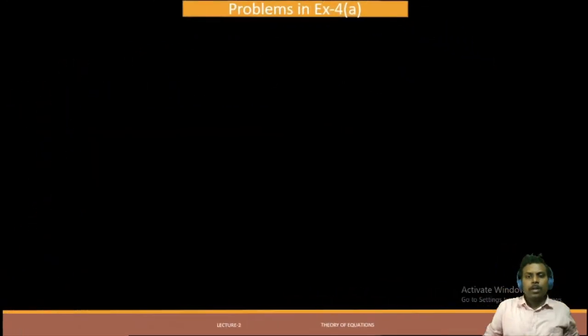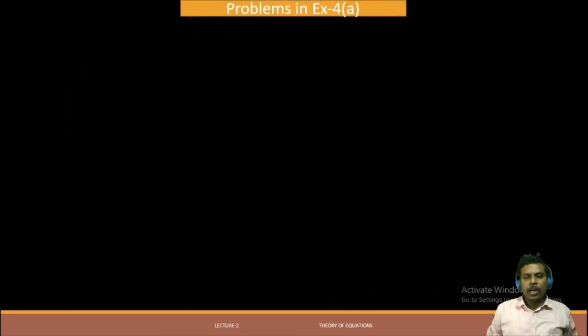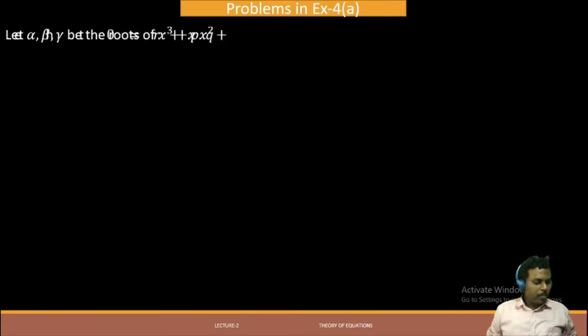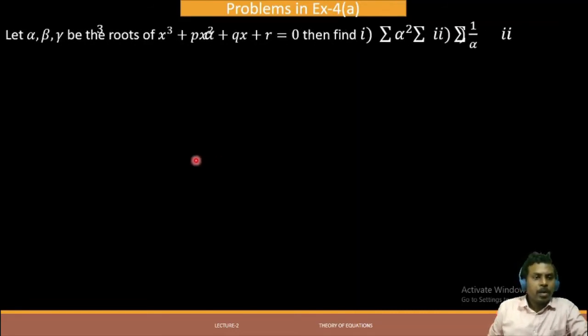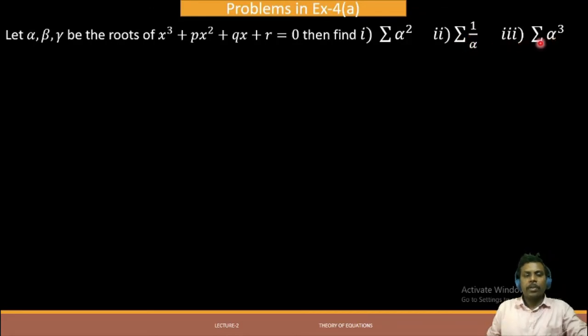Now let us solve some problems based on relation between roots and the coefficient. Here is the problem. Let alpha, beta, gamma be the roots of x cube plus px square plus qx plus r is equal to 0. Then find, the first one is summation alpha square, the second one is summation 1 by alpha, and the third one is summation alpha cube. Okay, let us find out these quantities.